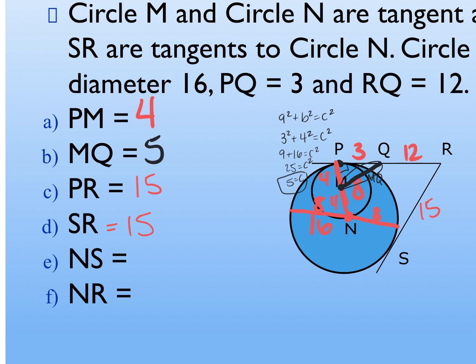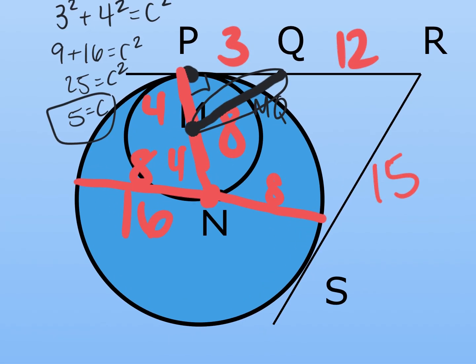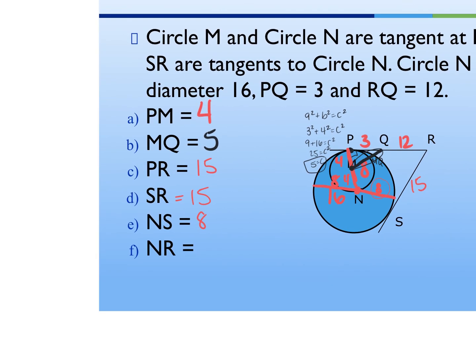NS, guys. N to S. Who said 8? Cody, why? Well, let's look at the segment NS. It's not a diameter. What is NS? It's a radius, so it should be half whatever the diameter was. And Zach just said the diameter was 16, correct? So what's half of 16? 8. Bingo. Okay? All right, so now it's asking us for NR.